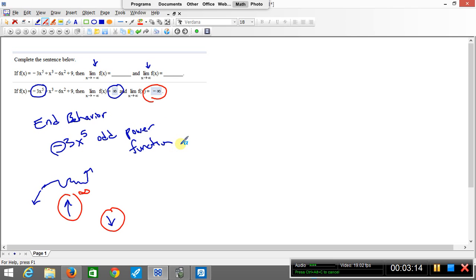So that's how you look at that problem. Even though we have not used in this algebra course the concept of limits, we have talked about end behavior, which relates to the limits.